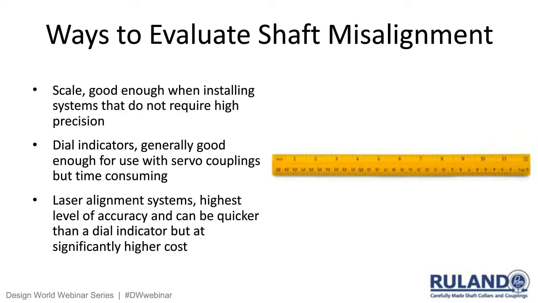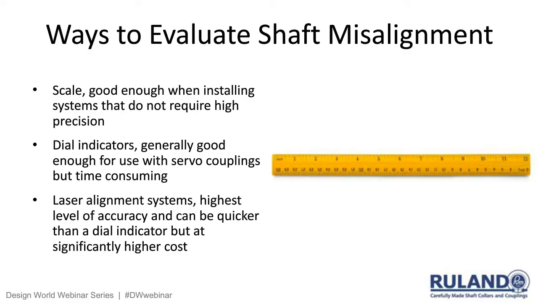Ways to evaluate shaft misalignment. A scale, good enough when installing, does not require high precision. This is good for a beam coupling or an Oldham coupling. Dial indicators, generally good enough for use with servo couplings, but time consuming. Laser alignment systems, highest level of accuracy, can be quicker than a dial indicator system, but at a significantly higher cost. So if you're using beam couplings or Oldham couplings, typically a good scale is fine.